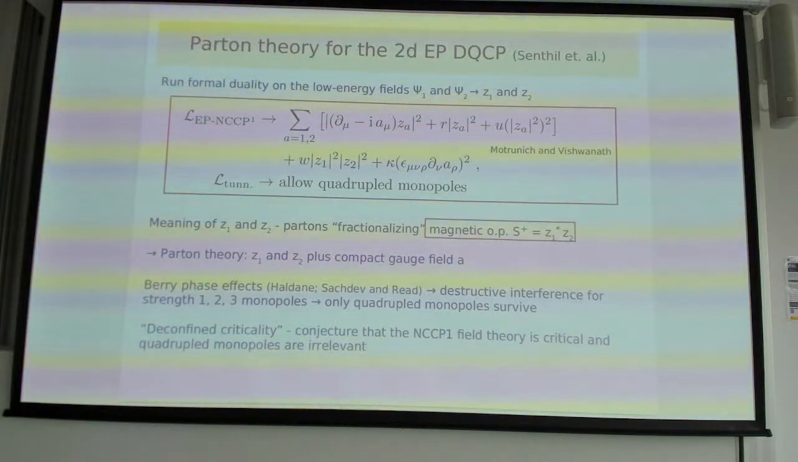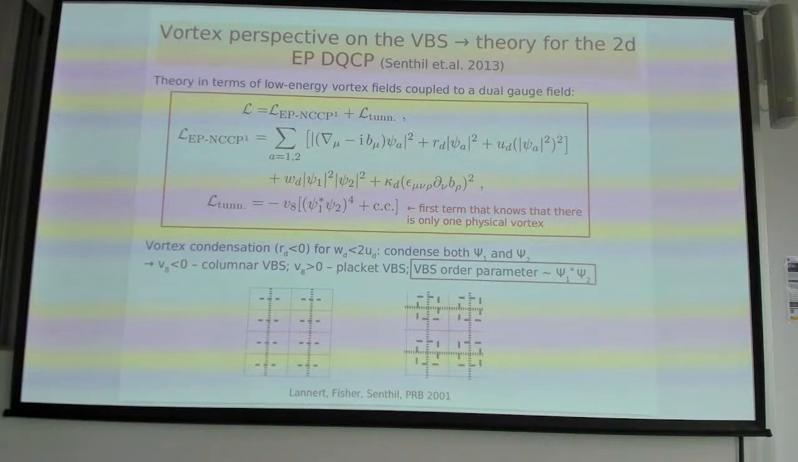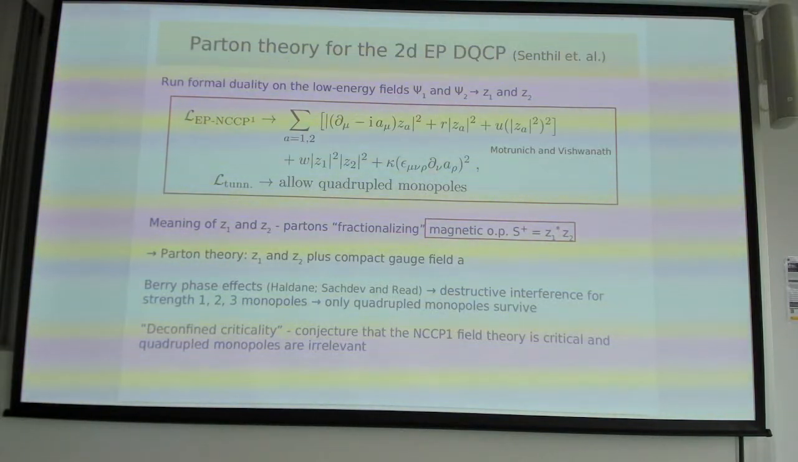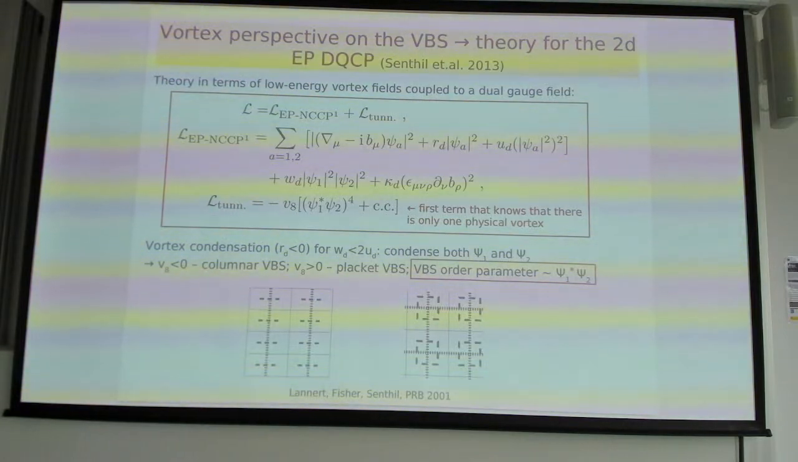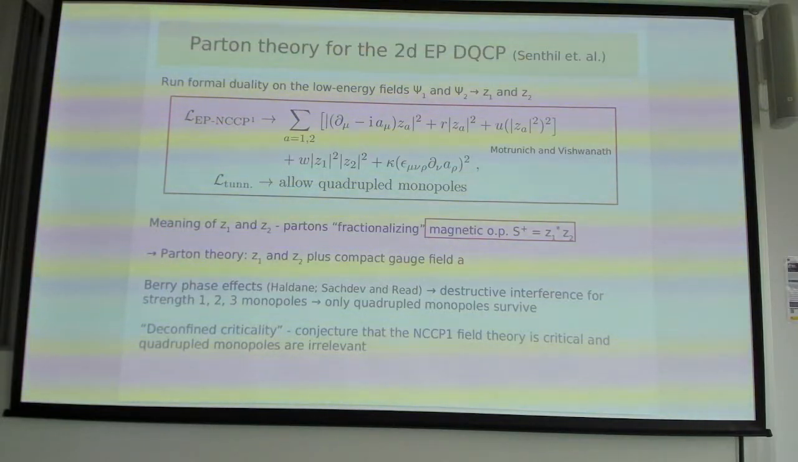Okay. So now to the DQCP. If you start with this theory, so now you have 2 bosonic fields, and just run a duality again, so do vortices in the low energy vortex field. If you ignore this tunneling term, if you just forget for a moment about this, it turns out that the dual to this theory has qualitatively the same structure. It has two complex fields, Z1 and Z2, and they are coupled to a non-compact gauge field.